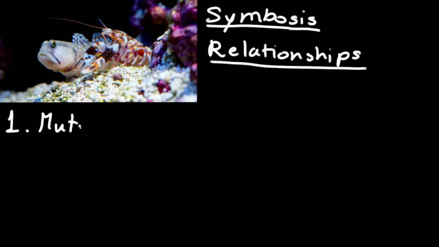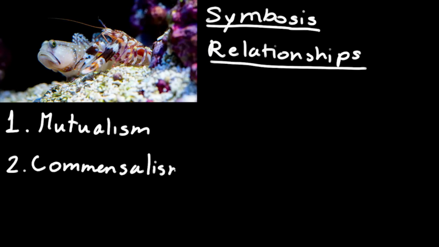So in this video, we're going to be talking about symbiosis relationships. And there are 3 types of symbiosis relationships, and we'll get into that right now. Number 1 is mutualism. And number 2 is commensalism. And number 3 is parasitism.